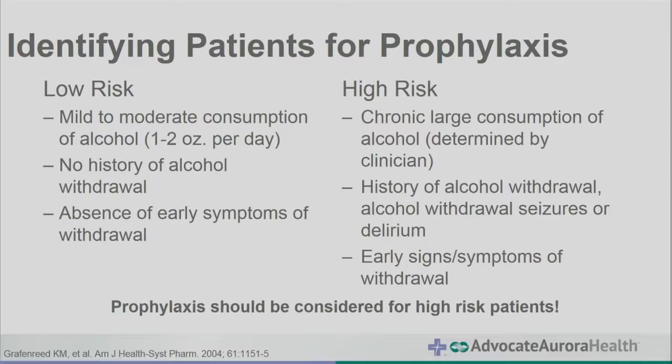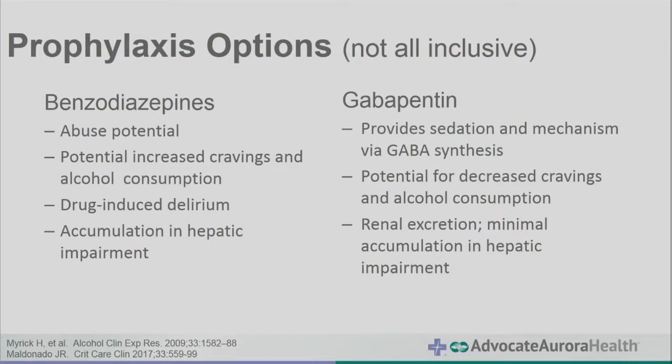So it's a really good idea to start risk stratifying those patients, identifying those patients early, and then potentially start something for prophylaxis. So what would we start? We obviously have our benzodiazepines. However, we are trying to move away from using and overusing benzodiazepines. As we know, their abuse potential is there.